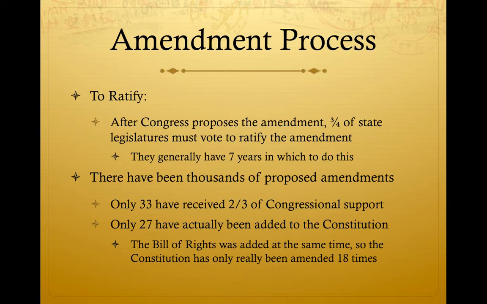There have been thousands of proposed amendments, but only 33 have ever received the congressional support needed to be proposed to the states, and out of those 33, only 27 made it into the Constitution. If you think about that, the Bill of Rights was added all at the same time. So the Constitution really has only been changed once for the Bill of Rights and then 17 other times.